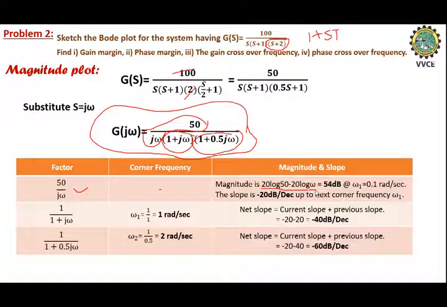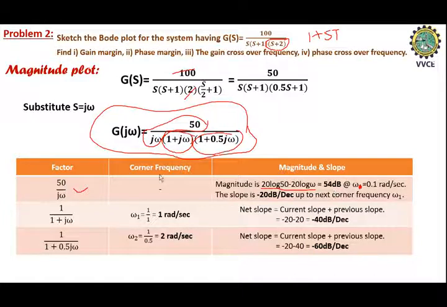Here always consider the beginning frequency. There will be no corner frequency, so assume omega as 0.1 radian per second. This is not omega 1, this is just omega. Omega is 0.1 radian per second. So this is 20 log 50 minus 20 log 0.1. It will become 54 dB. This is the initial magnitude.